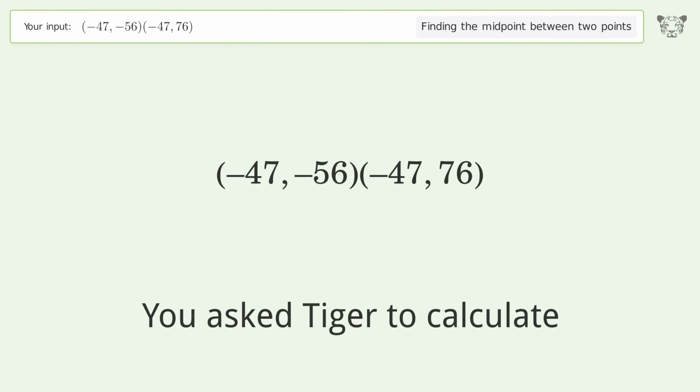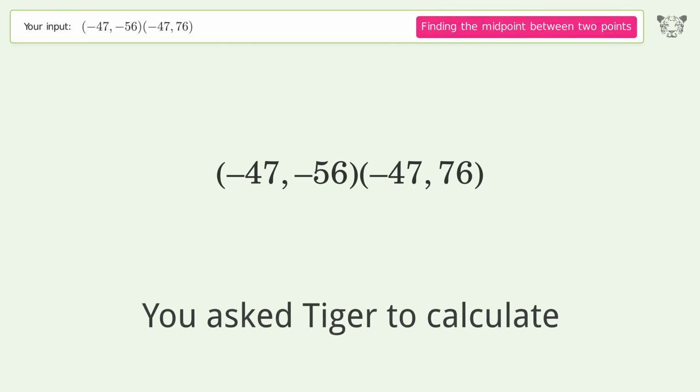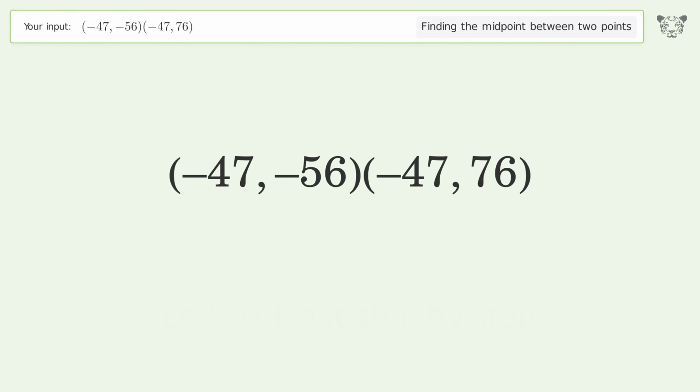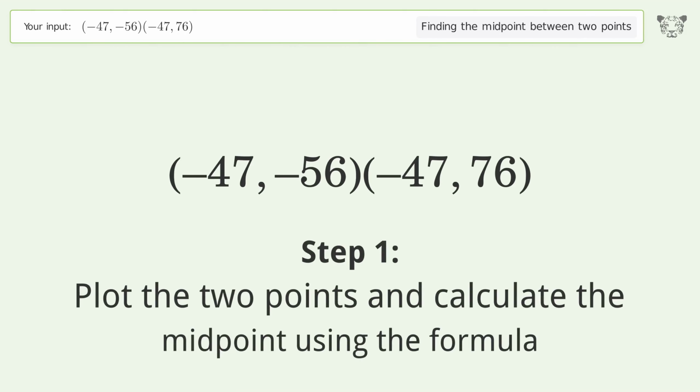You ask Tiger to calculate. This deals with finding the midpoint between 2 points. The midpoint between the 2 points is negative 47, 10. Let's solve it step by step. Plot the 2 points and calculate the midpoint using the formula.